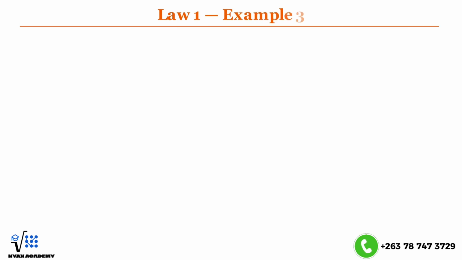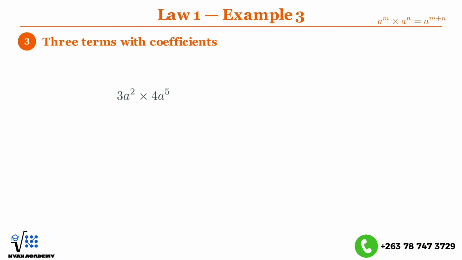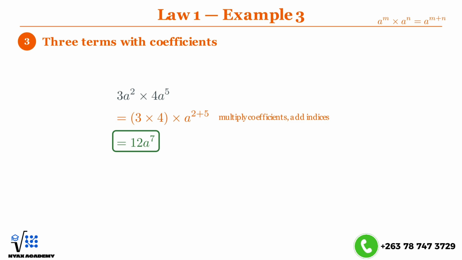For our last example, we have 3a squared times 4a to the power of 5. Tutanga multiply ma coefficients, so 3 times 4 towana 12. Then after that we add our indices, so that becomes a to the power of 2 plus 5 towana a to the power of 7, with a result of 12a to the power of 7.